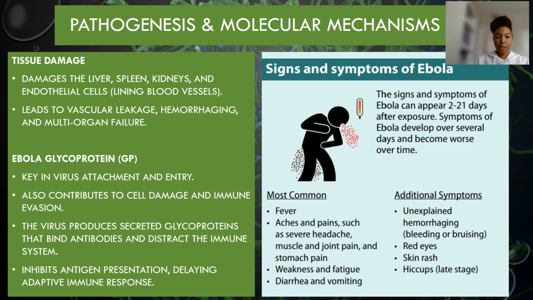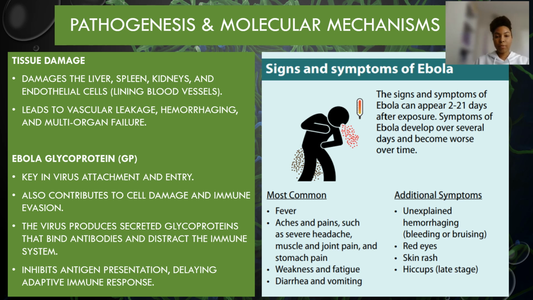Ebola has glycoprotein, GP, which is a key protein in virus entry and attachment. It also contributes to cell damage and immune evasion. The virus produces secreted glycoproteins, SGP, that bind antibodies and distract the immune system. It inhibits antigen presentation and delays adaptive immune response.